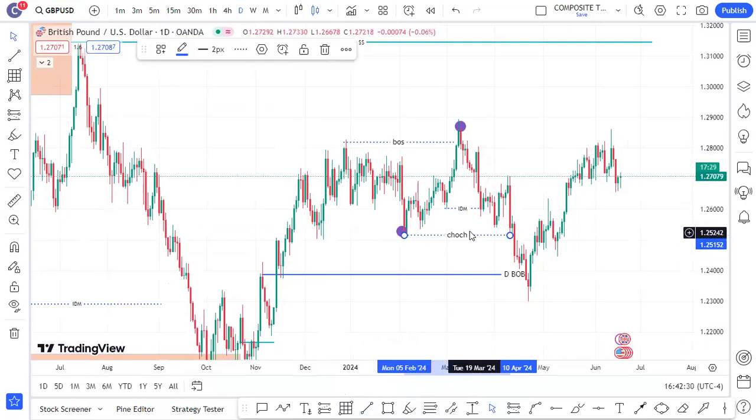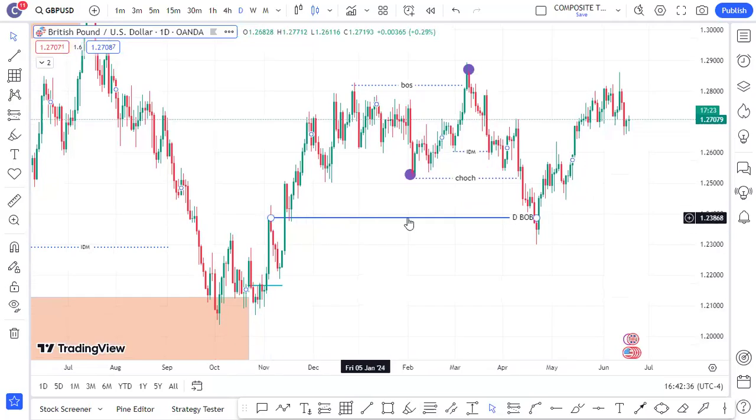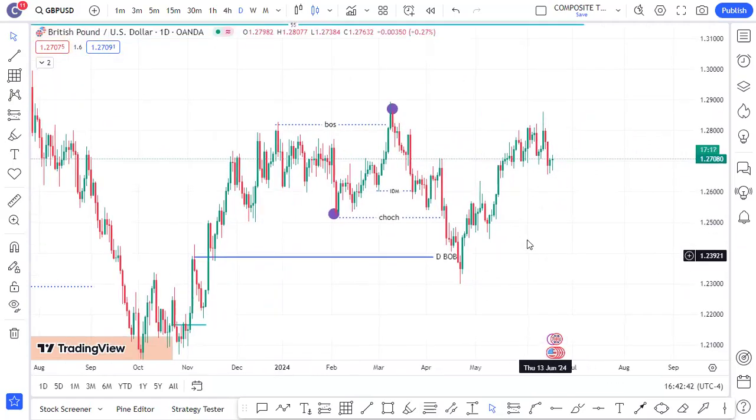This being the change of character, what happens here? This is just like a liquidity grab. Price takes the change of character, drops to a daily bullish order block, right? Which holds the price as what? As a support, and the price is now bullish on the weekly time, on daily time frame.